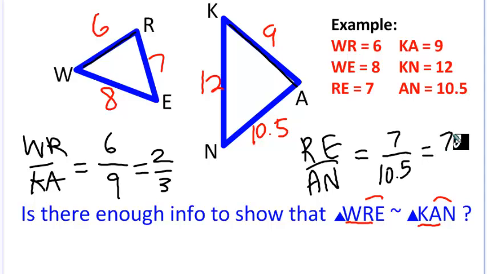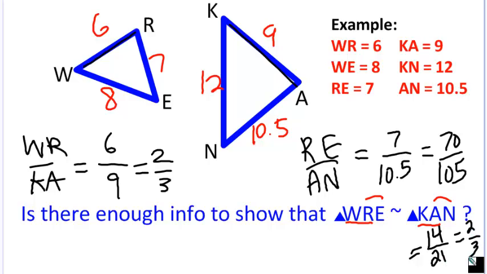That's like 70 over 105 if you multiply both the top and the bottom by 10. And then if you simplify that, I think 5 goes into both. 5 goes into 70 14 times, and into the bottom 21 times, and divide both of those by 7, and there you go, 2/3. I didn't think we were going to get there, but we did.